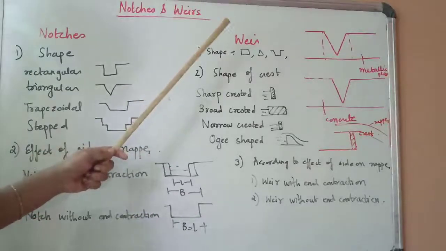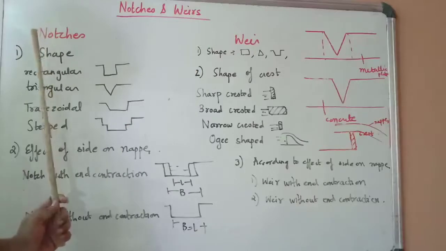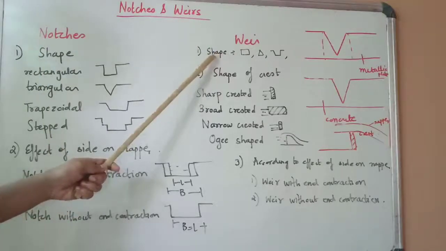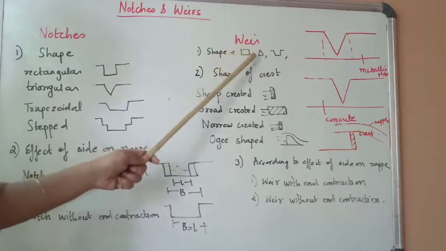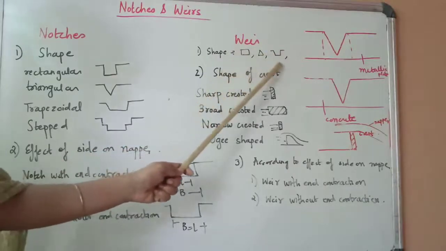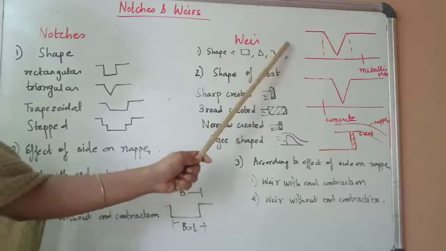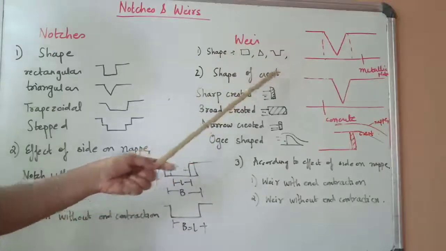Next is the weir. How can we classify weirs? Same as in the case of a notch, a weir is classified as a rectangular weir, triangular weir, or trapezoidal weir. These are the three types of weir. The trapezoidal weir is known as the Cipolletti weir, which we will study later in detail.